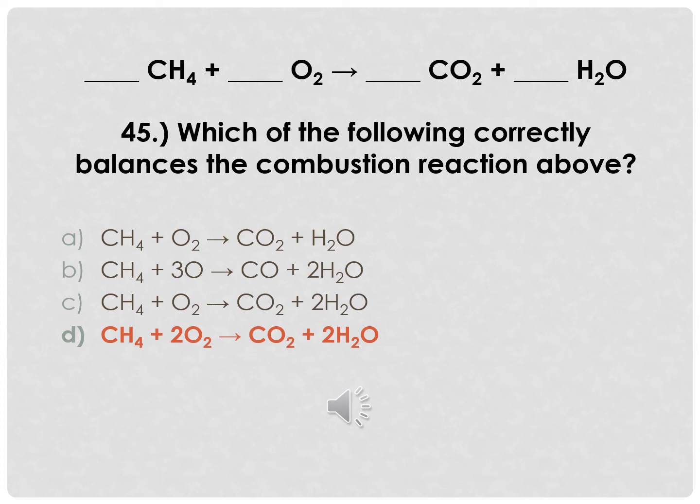Let's look at letter D. Letter D has 1 carbon on the left, 1 carbon on the right. That's good. It has 4 hydrogen atoms on the left. It has 4 hydrogen atoms on the right. That's good. And it has 4 oxygen atoms on the left and 2 oxygen from the CO2 and 2 from the H2O. It also has 4 oxygen atoms on the right. So D must be the correct answer.